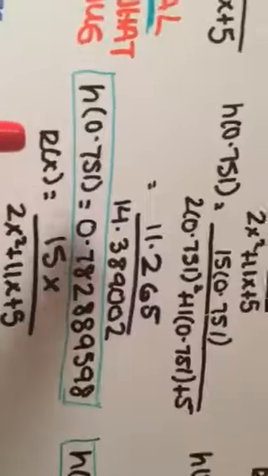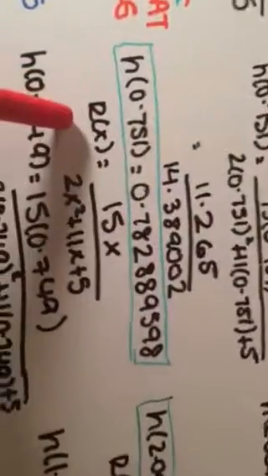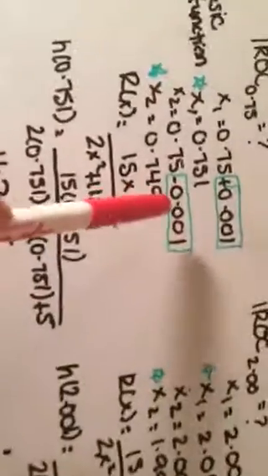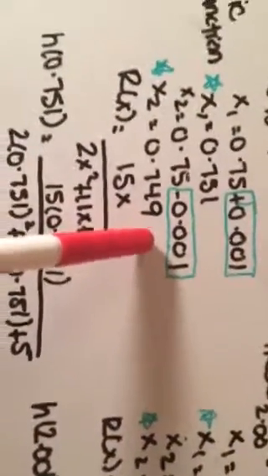We're going to just repeat the same thing of what we just did. So again, we have a revenue function, and this time we're just going to plug in our second x value, 0.749.